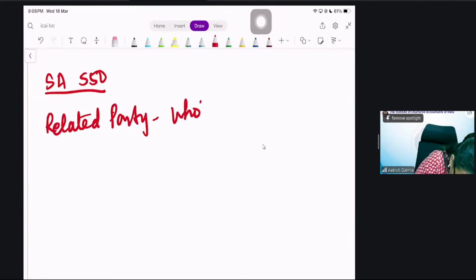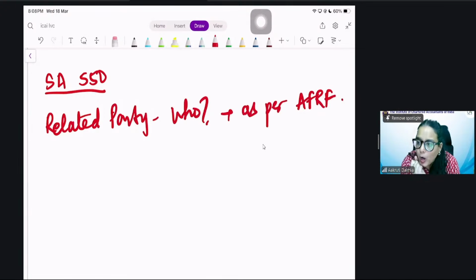So the first thing that this essay tells you, that a related party, who are they? Is as per AFRF. So if Companies Act is applicable on me, then you have to look for the related party definition as per Companies Act. If I am doing audit as per Income Tax Act, then you have to look for definition as per Income Tax Act. If I am running a bank, then I have to look for the definition of a related party as per Banking Regulation Act. Yes or no? Yes or no, students? Okay. So a related party is defined as per the relevant AFRF.